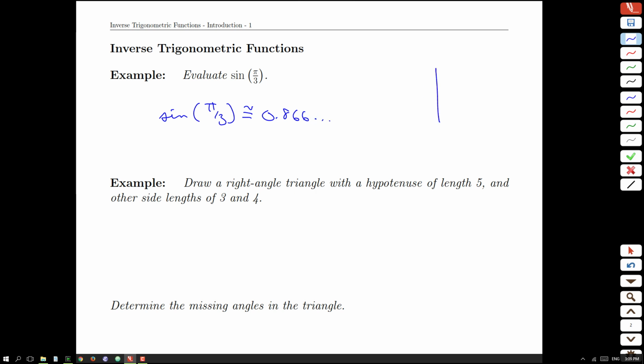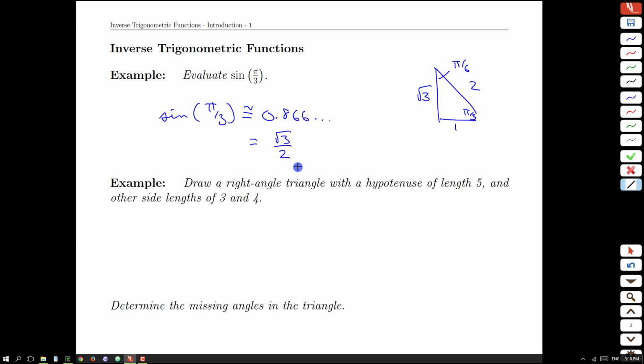Another way to approach this, of course, is to use one of our classic triangles, the pi over 3 and pi over 6 triangle, or a 30-60 triangle, and that has the ratios 1, 2, or the side lengths of 1, 2, and root 3. And if we do sine, it is opposite over hypotenuse, so we could get a more exact answer for this sine value, which is root 3 over 2.